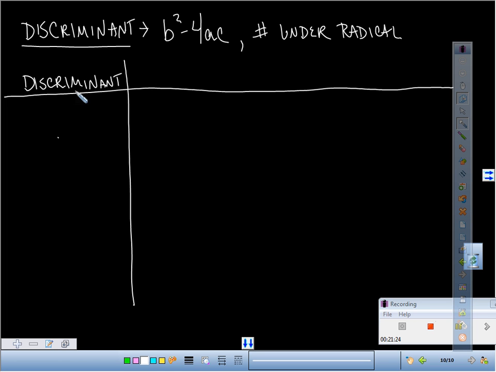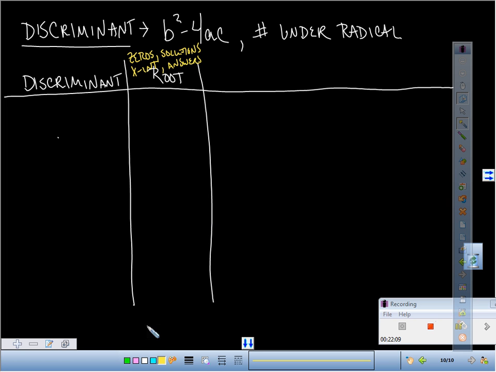Okay, so discriminant. The next column, we're going to talk about the root. Now, what are the roots? Zeros. What else? Let's write all that down. Root, zero, solution, x-intercept. There's one more word: answer. All right, so for each discriminant, we're going to talk about the root.